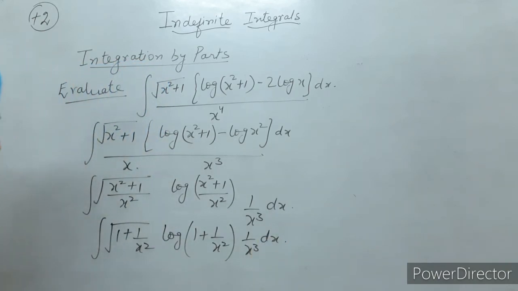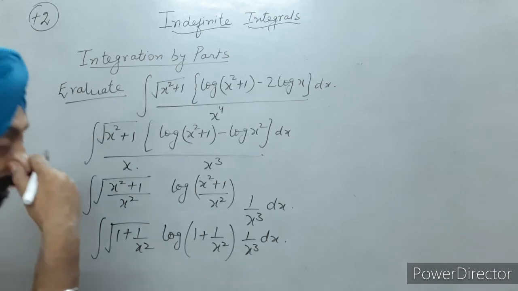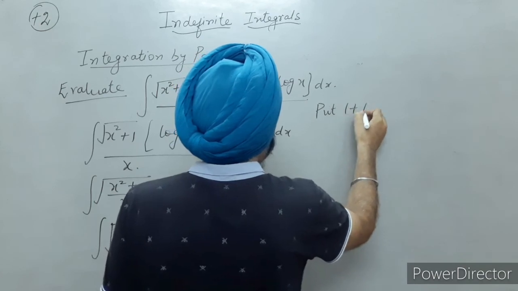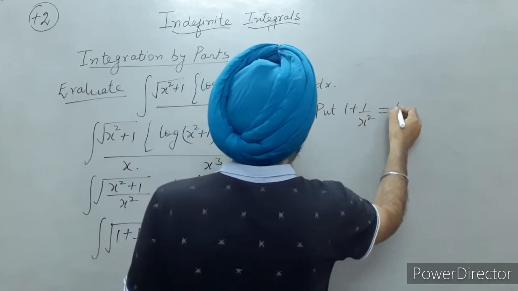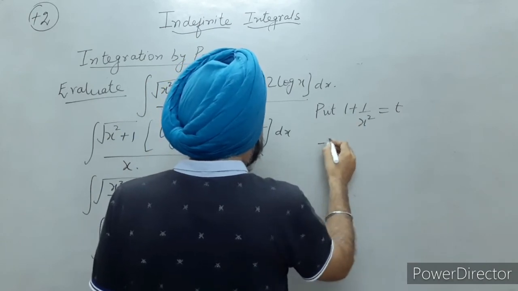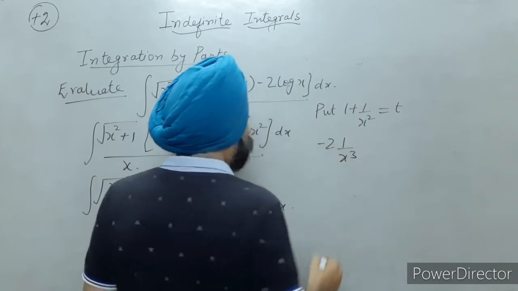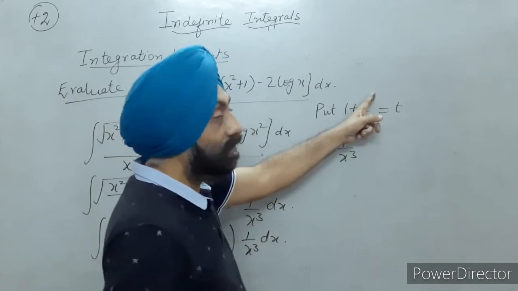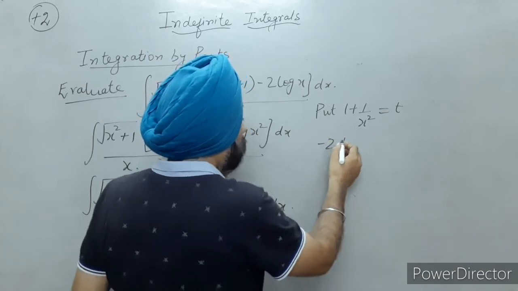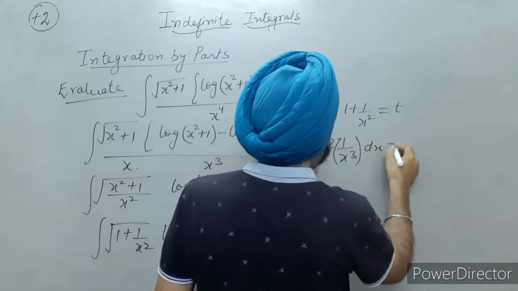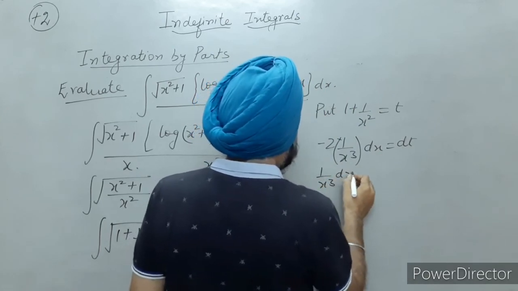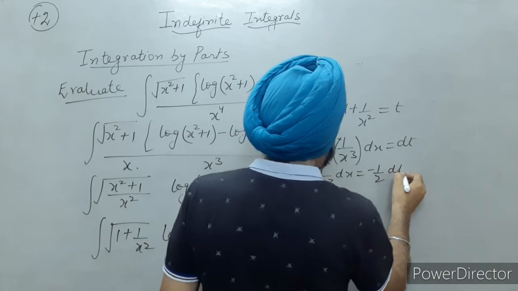Now the sum is very clear, must be clear to you. What I am going to do is put 1 plus 1 by x square equals t. Derivative of 1 is 0. It is minus 2 into 1 upon x cube. 1 upon x square, I take it in the numerator, it becomes x raised to power minus 2. Minus 2 into 1 by x cube dx is dt, or 1 upon x cube dx is minus half dt.